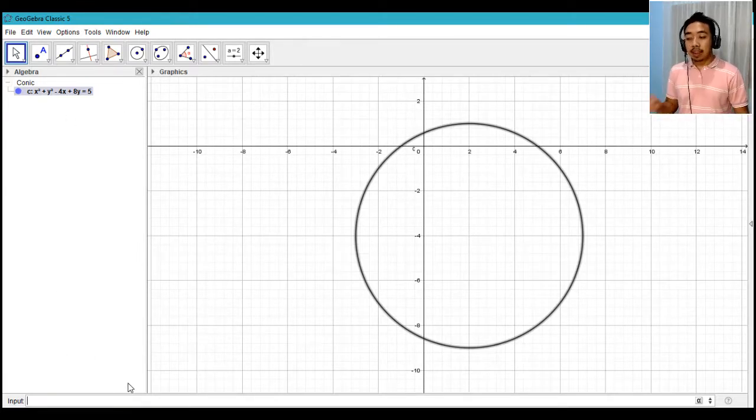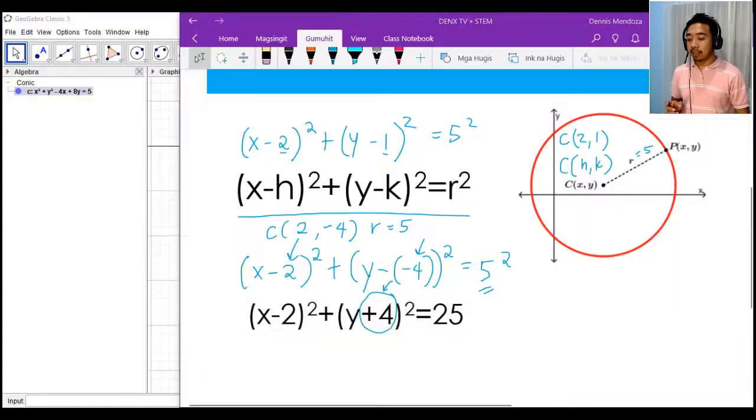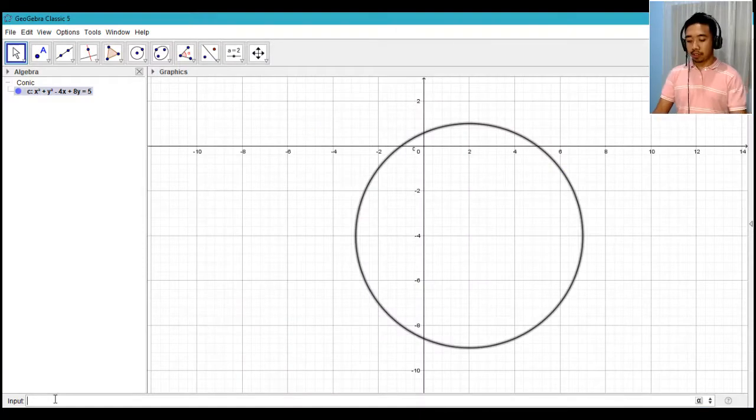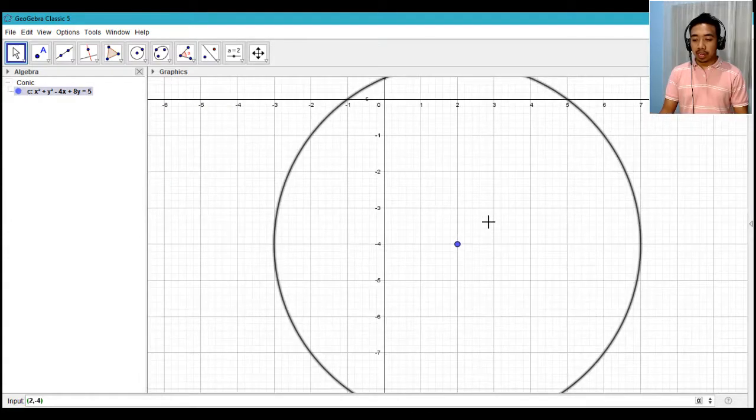So, we said earlier that our center is at 2, negative 4. Okay? So, open parenthesis, type 2, comma, and then negative 4. There. Perfect, right? Okay? And then, if you are going to make a line, okay, coming from here to there, okay, its radius is 5. Okay? So, I will show that later. So, that's the basics of our circle.